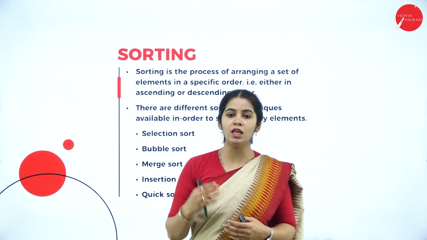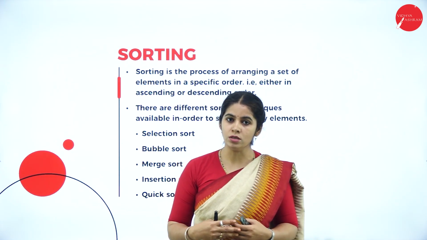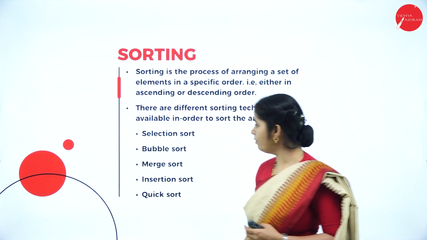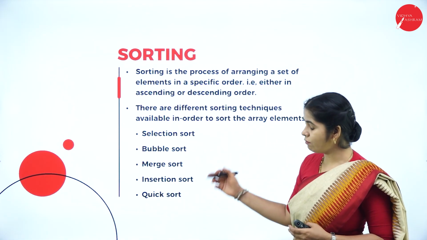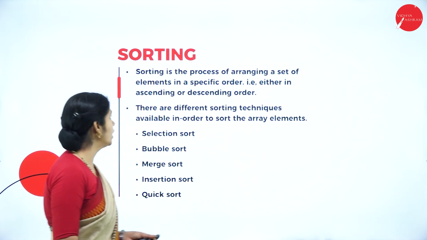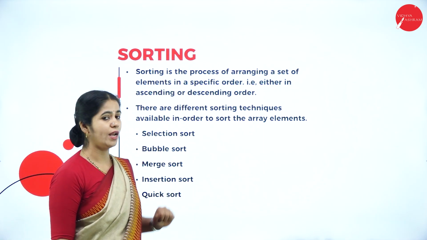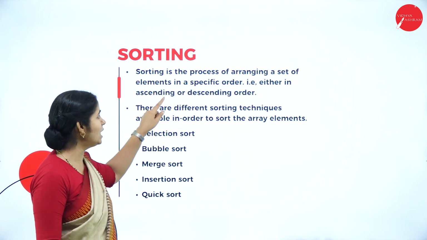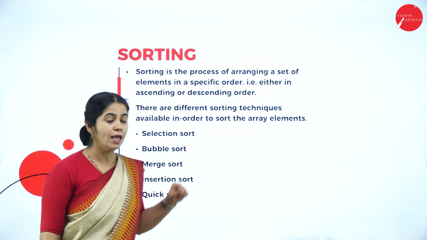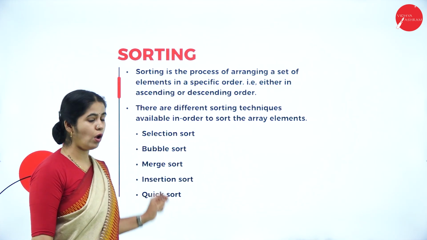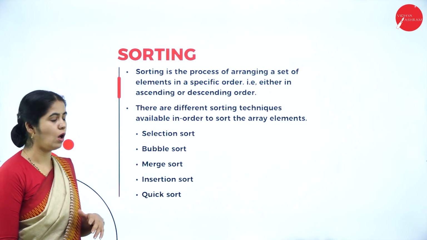We have 5 different techniques to do the sorting. These are all the 5 different techniques that we have. Let us have a definition for sorting. Sorting is a process of arranging a set of elements in a specific order, that is in the ascending order or in the descending order.